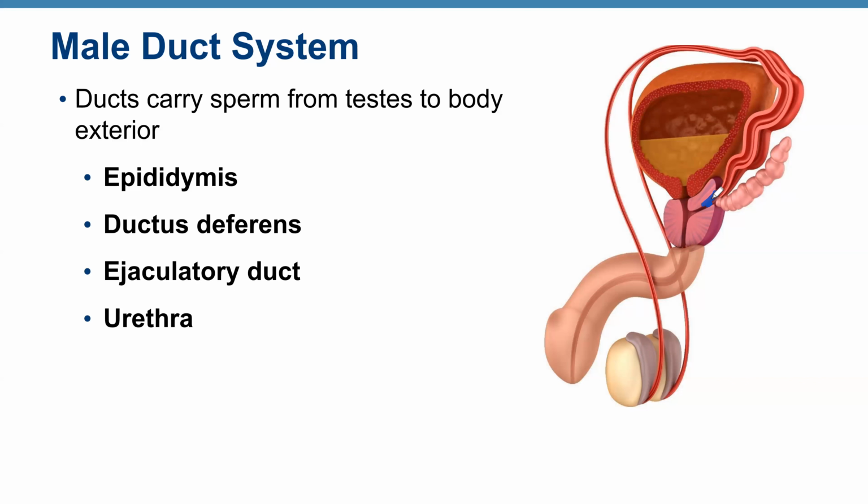They both have ducts, and those ducts come together, forming the ejaculatory duct. So this part is the ejaculatory duct, right here. Then the ejaculatory duct connects to the urethra, and here's the urethra inside the penis. So we have the urethra inside the prostate gland, that's the prostatic urethra. Then we have the membranous urethra, and then the spongy urethra inside the penis. So the function of this whole duct system is to carry sperm to the body exterior.